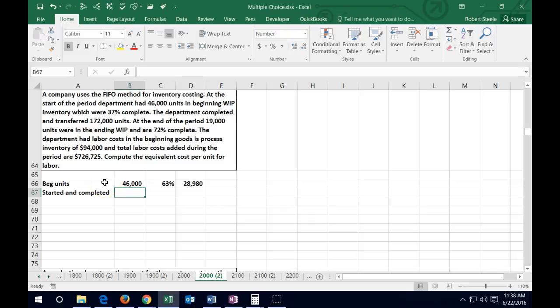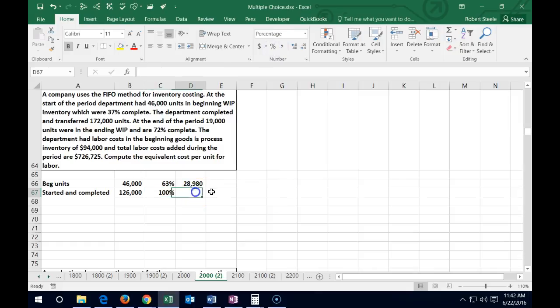So if we sent out 172 and we already had 46 of those in their beginning, then the ones that we started and completed would be the 172 that we transferred out, and then we're going to subtract those, the units that were already in there at the beginning, because those are part of the units that we transferred out that we didn't start because we started them last time, and then enter, and that's going to give us the 126. Now, of course, all of those are totally done. That's why we have the start and completed, because 100% is then done this time period.